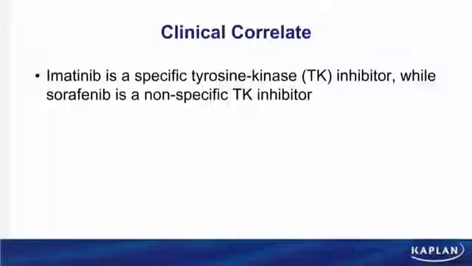In the margin is a clinical correlate about a couple of tyrosine kinase inhibitors. This pathway has become a very popular target for a number of drugs. We've got the drug imatinib, a very specific tyrosine kinase inhibitor, whereas sorafenib is a non-specific tyrosine kinase inhibitor. Both of these drugs will be discussed later on in our lectures.